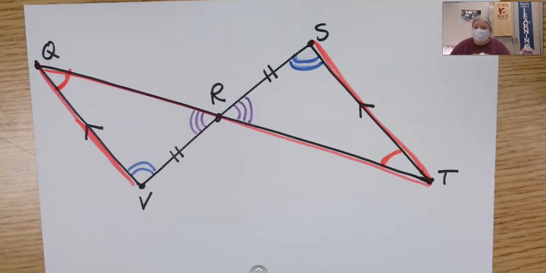So I've got all these angles. So could this be angle, angle, angle? No, because it doesn't exist. Now, when I say it doesn't exist, it does not exist as a congruence theorem. There is no angle, angle, angle congruence theorem. If I know that all the angles are the same, that does not make them congruent.